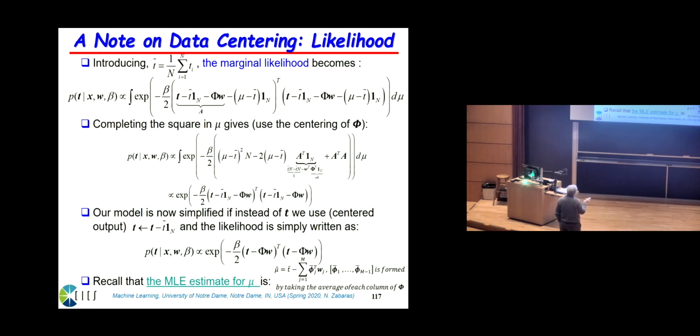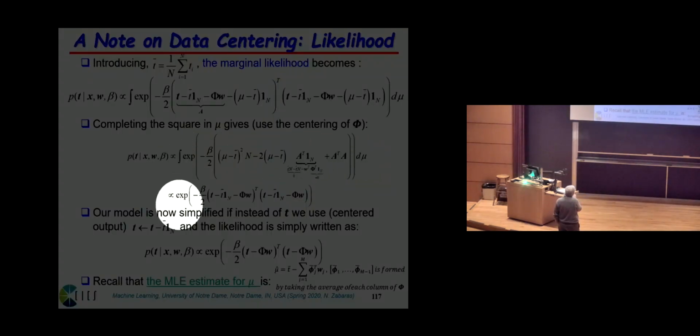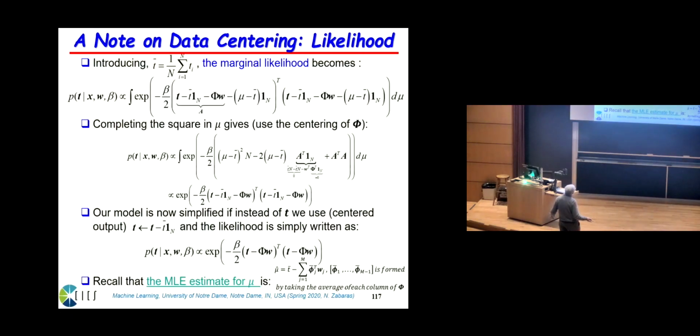Because really we want to keep things that have some functional dependence on W, and that's why I put things proportional here. So what is left is really e to the minus beta over 2 A transpose A, and I write this explicitly like that. We're done. You know why we're done? Because look at this.